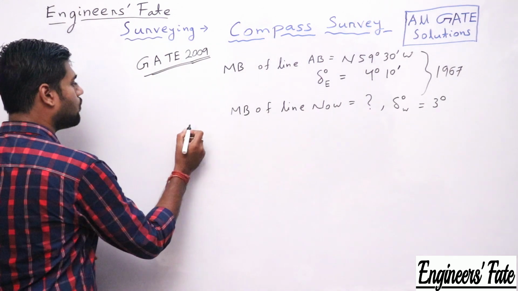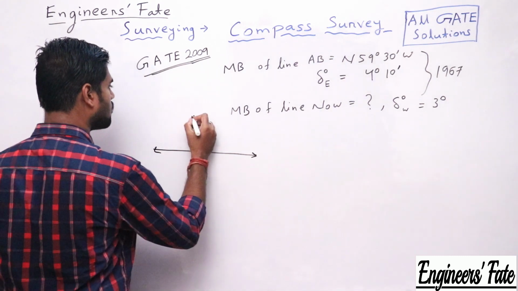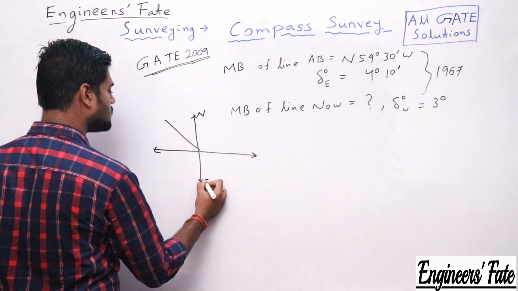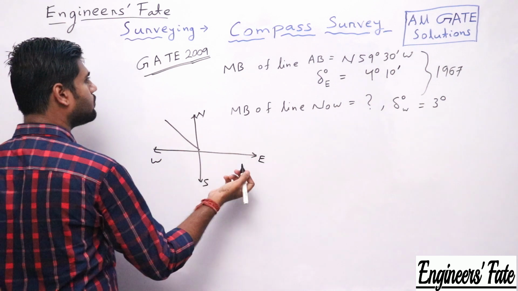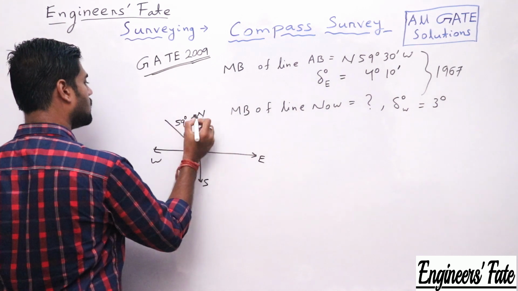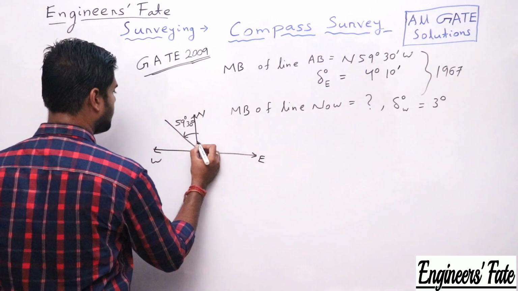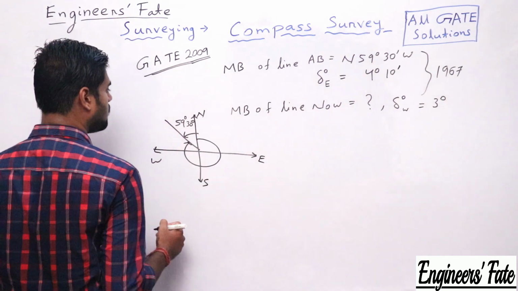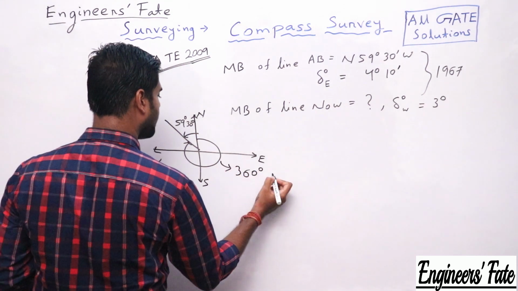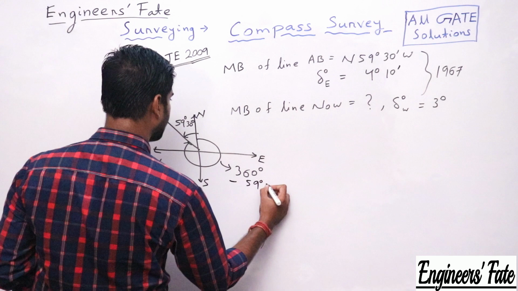So the first step, what I have told you, convert the bearing into whole circle bearing. This is north, this is south, this is east, this is west. North 59 degree 30 minute means this is 59 degree 30 minute. So what will be the whole circle bearing? I have told you, in the whole circle bearing the reference is always from north. So this is the whole circle bearing. So what will be this angle? The total angle is 360 degree, and I have to subtract 59 degree 30 minute.